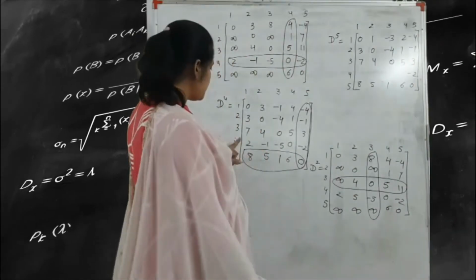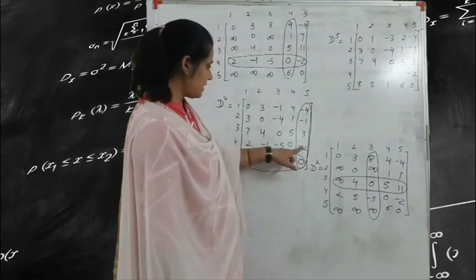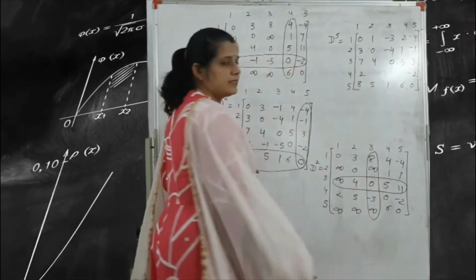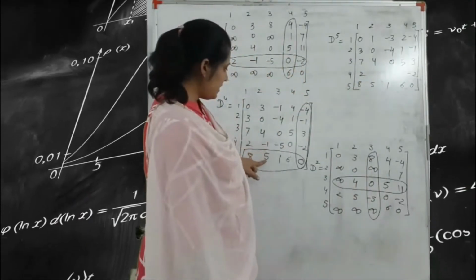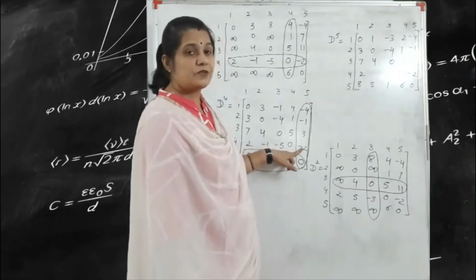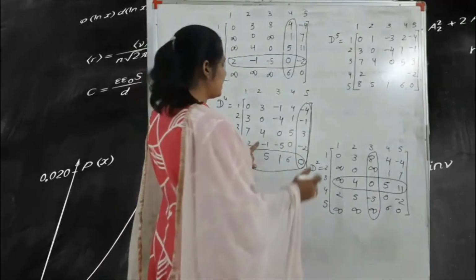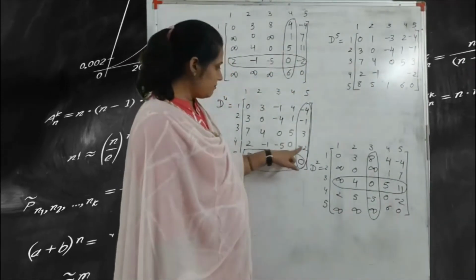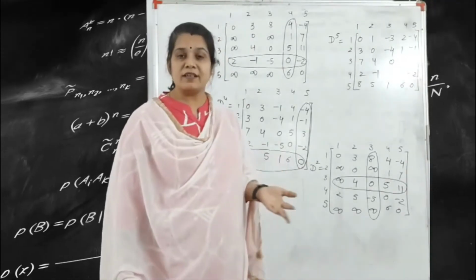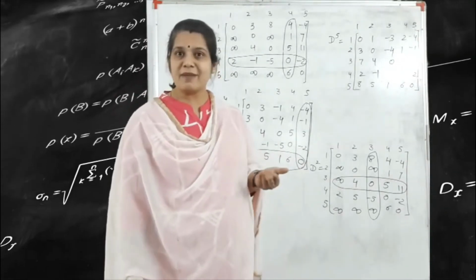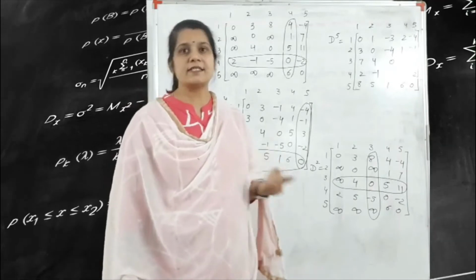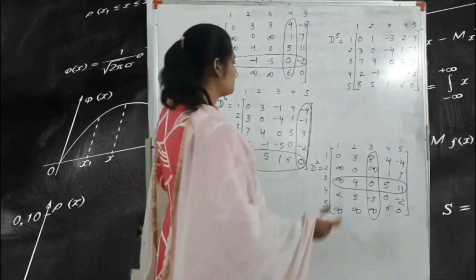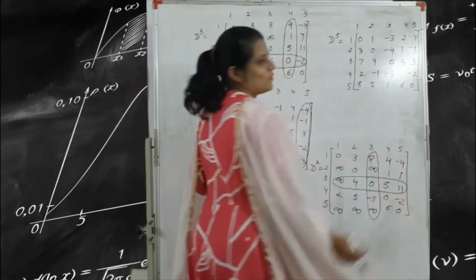Got it? Next one is a 2. So 8 minus 2, that means 6. So 6 is greater than 2, so we write here 2 as it is. Minus 1: 5 minus 2, that means 3. So 3 is greater than minus 1, so we write here only the minus 1. Minus 5: 1 minus 2, that means minus 1. Okay, so minus 1 is greater than minus 5, so we write here minus 5 as it is.